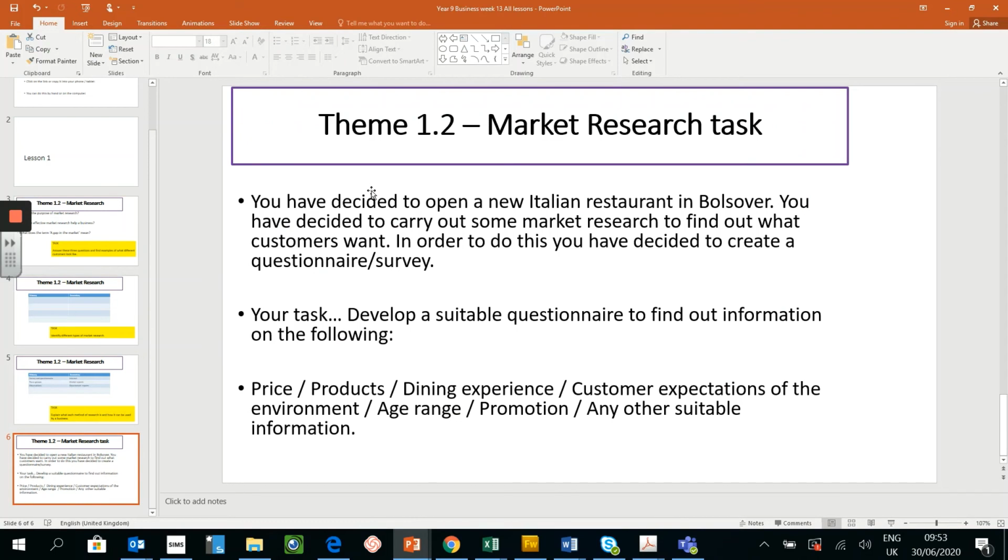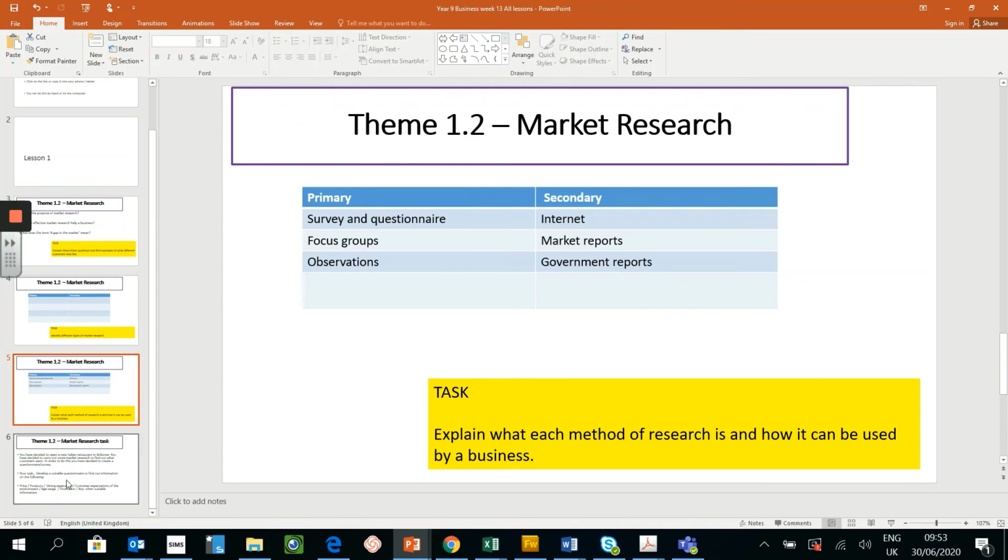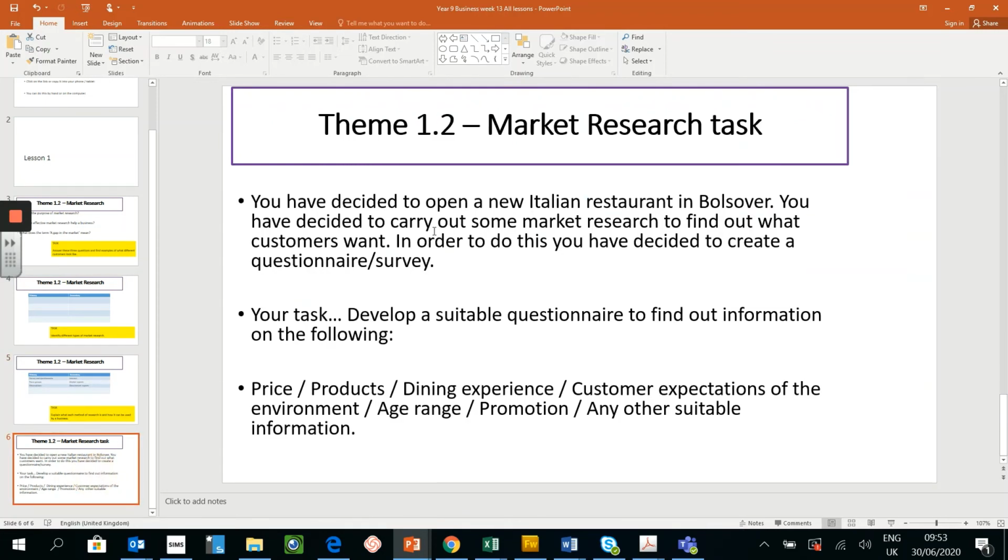The next thing then is the main task. Obviously, going through these, you would have already answered 3 questions. You would have identified those. You would have explained those in a bit of detail. Now, what I want you to do is I want you to decide on different market questions that you're going to be producing. So you have decided to open a new Italian restaurant in Bolsover. You've decided to carry out some market research to find out what customers want. In order to do this, you've decided to create a questionnaire and survey. So you want to do some primary research here.